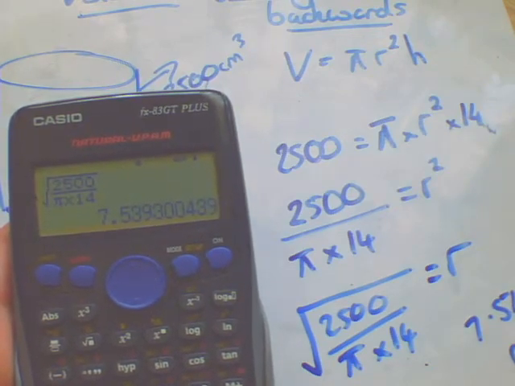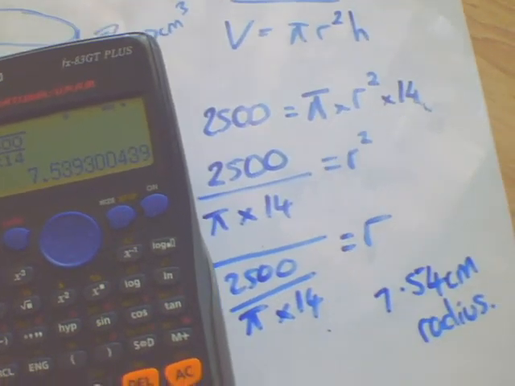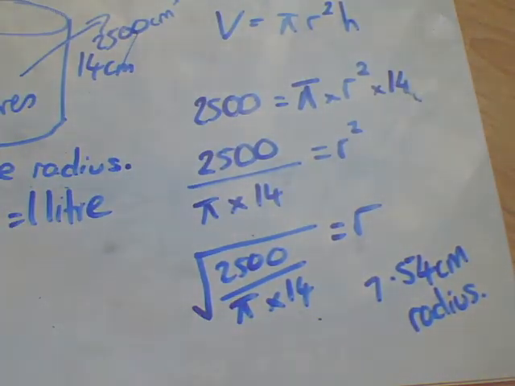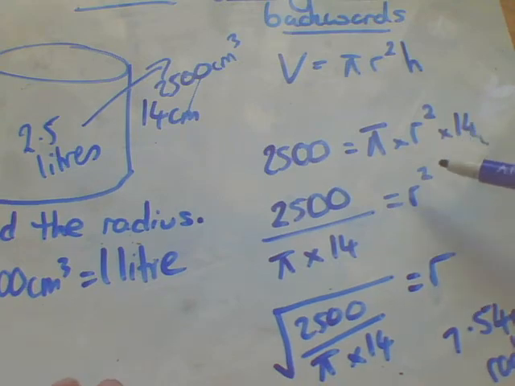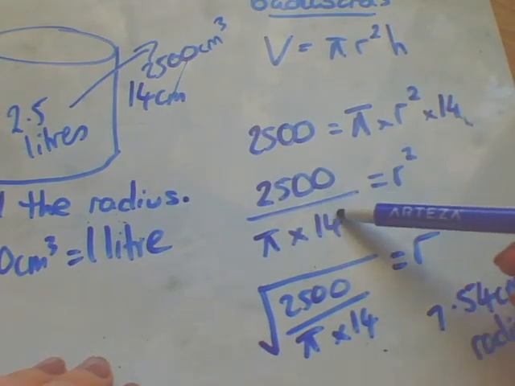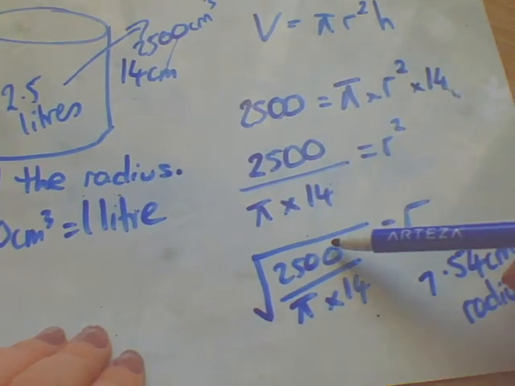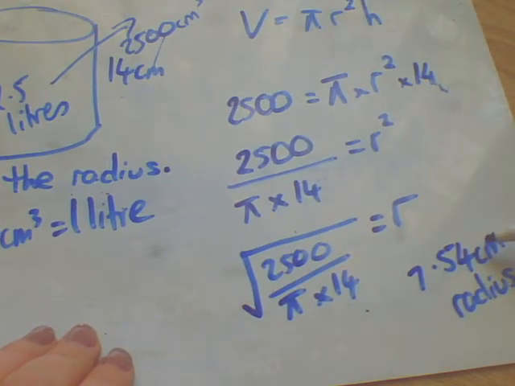That is the radius. Okay, so we'll go through those steps again. Make sure that it's in centimetres cubed. Convert it if you need to. Put into the formula what you know. Divide by pi and the height, and then square root it to give you the radius. If you were asked for the diameter, you would double this value.